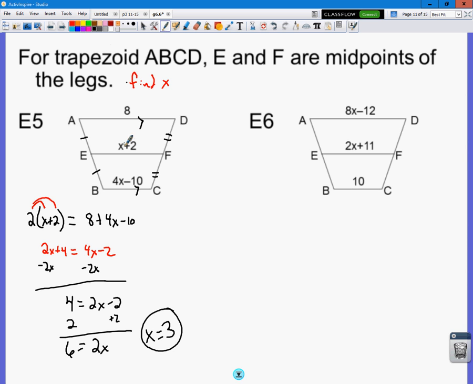If I plug that back in, 3 plus 2 is what? 5. 4 times 3 is 12, minus 10 would be 2. 8 plus 2 is 10. Half of 10 is 5. I can see that numerically that worked out.